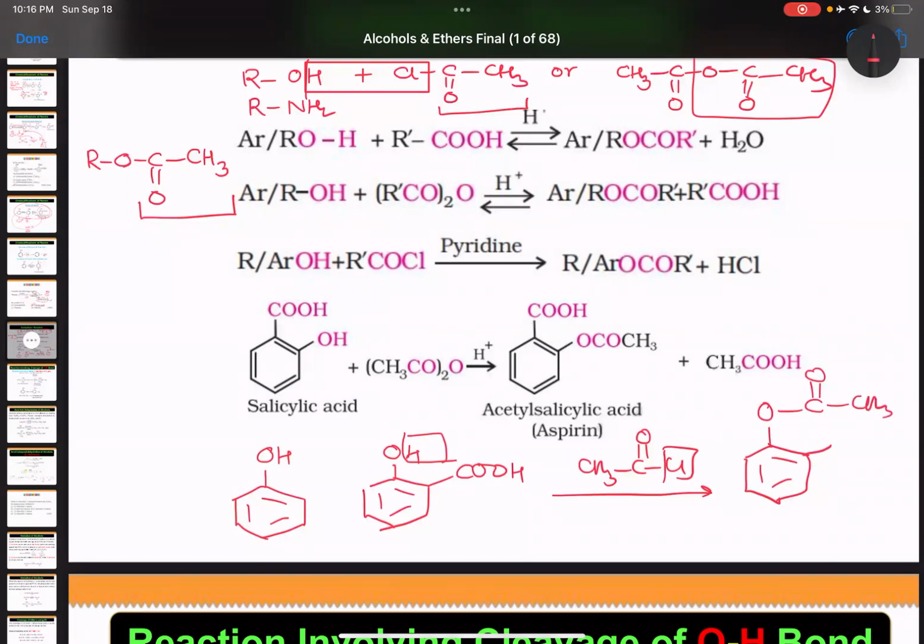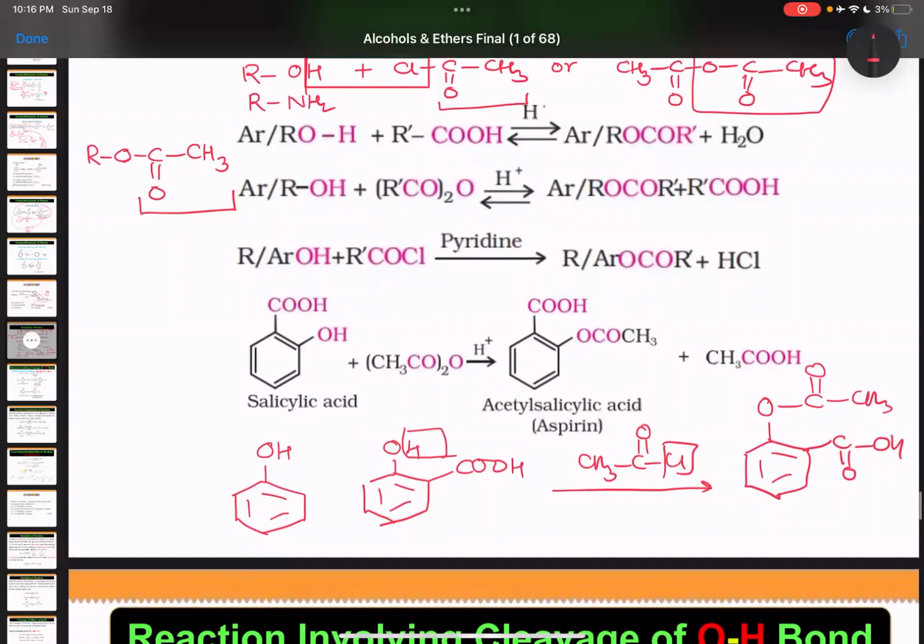In your school viva also, they will ask, this is so common. So what's the IUPAC name of aspirin? Acetyl salicylic acid. Yeah, acetyl salicylic acid. Okay. Yeah, IUPAC name. That's the common name.